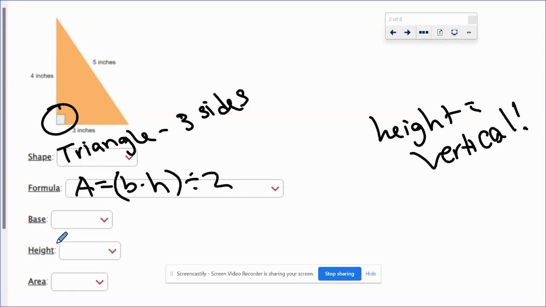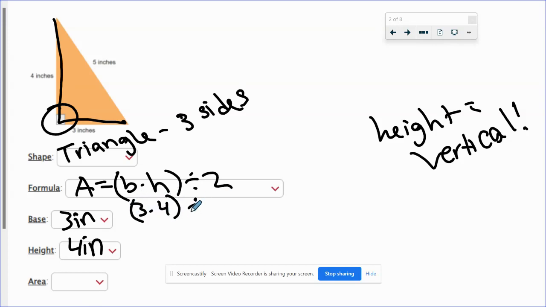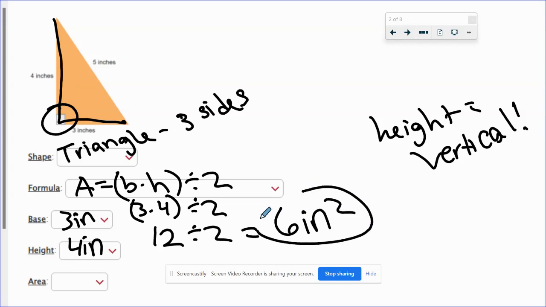So, my height would be 4 inches, and it would come down and touch my base with the right angle of 3 inches. So now let's find the area. Let's plug it into the formula. 3 times 4 divided by 2. 3 times 4 is 12. 12 divided by 2 would be 6 inches squared. All right, let's keep moving.